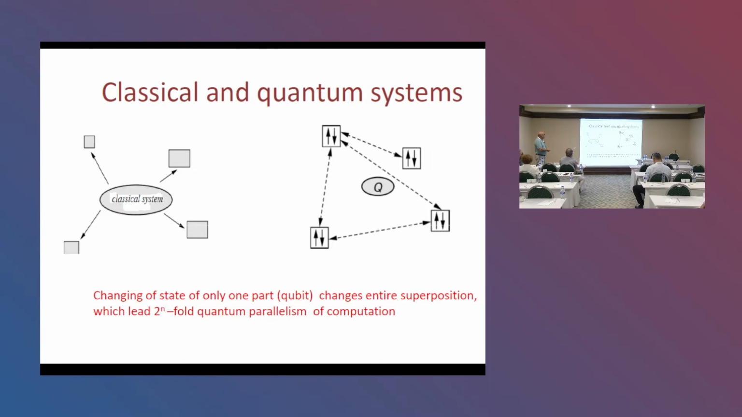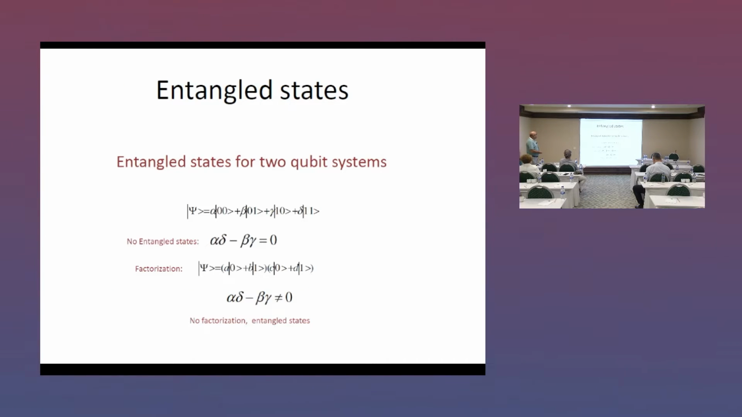You are right, Brian. Here are classical systems and here quantum systems, and changing the state of one of the qubits leads to changing of the others in quantum systems, and this leads to quantum parallelism, and as a result to the results related to quantum computation. Quantum computation and entangled state.